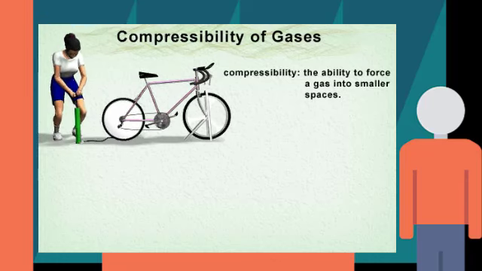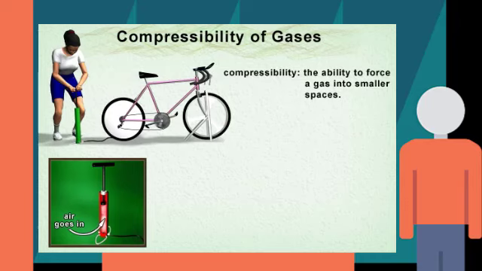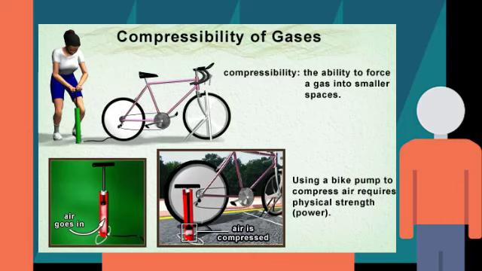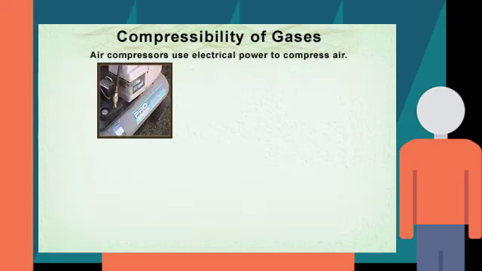A bicycle pump, for example, works by compressing air as it forces it into bicycle tubes. When the handle of a bicycle pump is raised, air is drawn into the pump, and as the handle is pressed down, the air is compressed or squeezed into a smaller volume. This compressed air then goes into the bicycle tube. A bicycle pump, like this, uses physical strength to compress air. Devices that use electrical power to compress air are called air compressors.